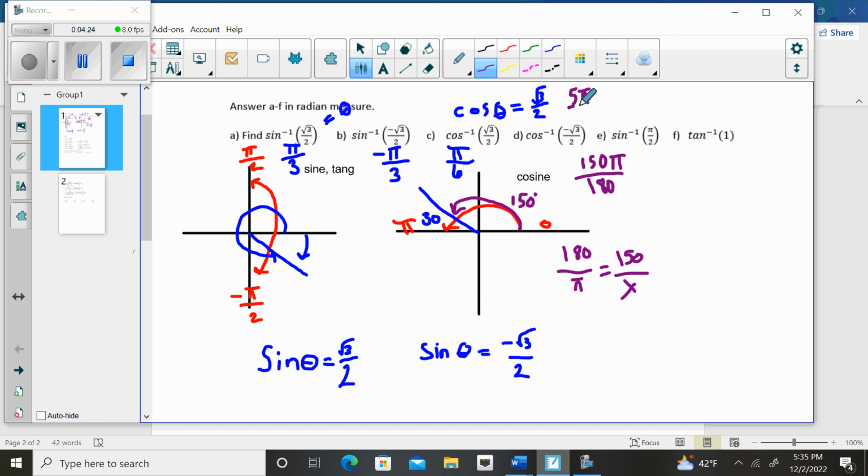This is probably the hardest. Like, I think if I gave you a quiz on this, this would probably be the hardest one to get right. All right, so what angle has a sine of pi over 2?